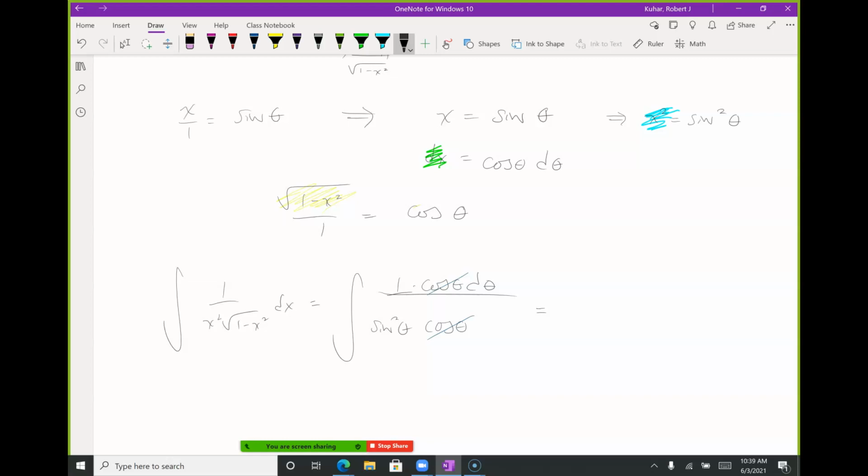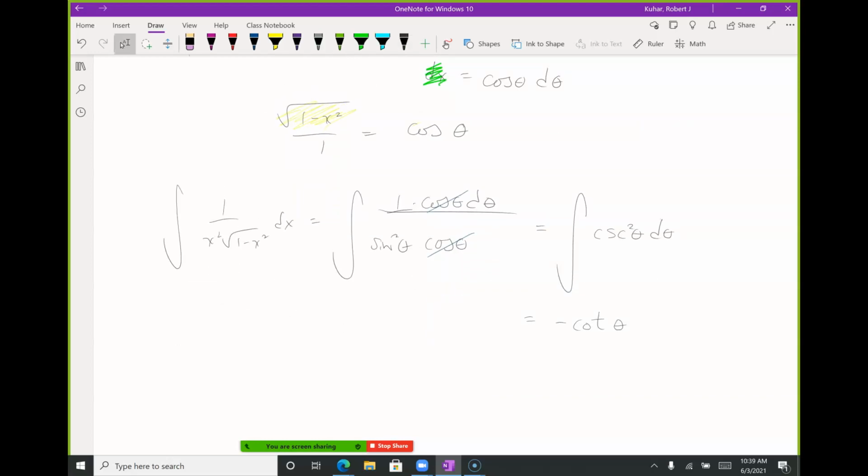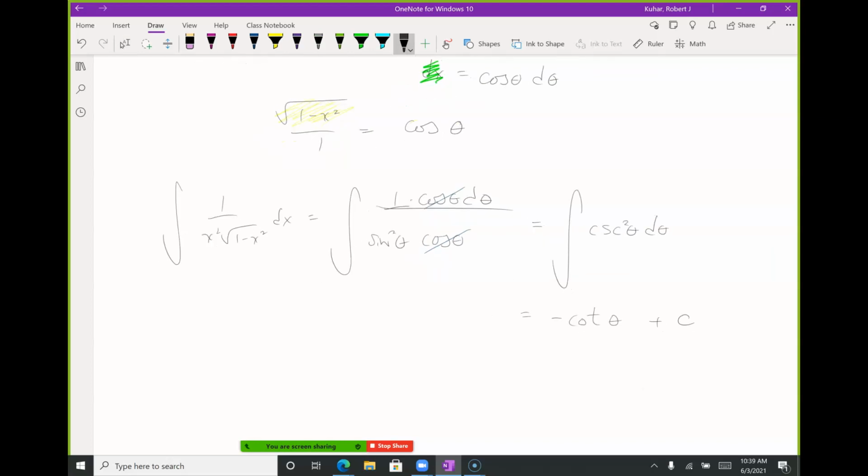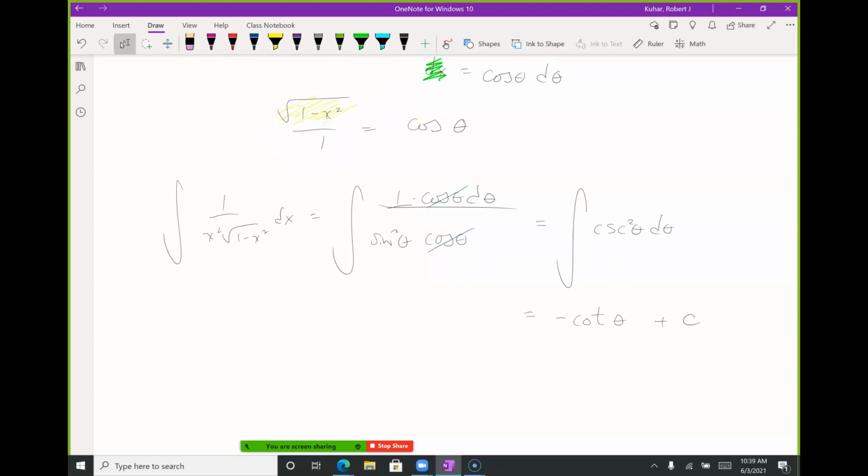So now I can see that I have a 1 over sine squared, which I know is cosecant squared theta d theta. And that's a simple integral, right? That's minus cotangent of theta. I kind of want to do a plus c here, but I can wait. Whatever, plus c, who cares? But I want to remember I'm not done yet. I just did my integration.